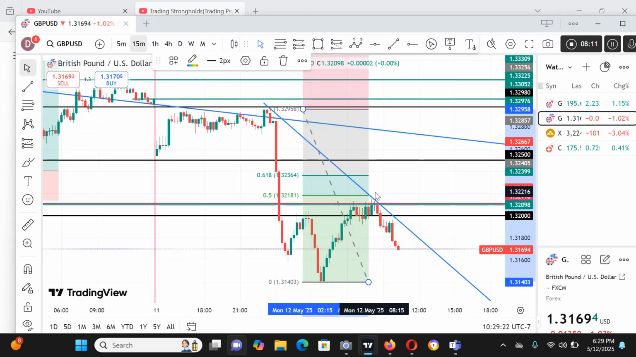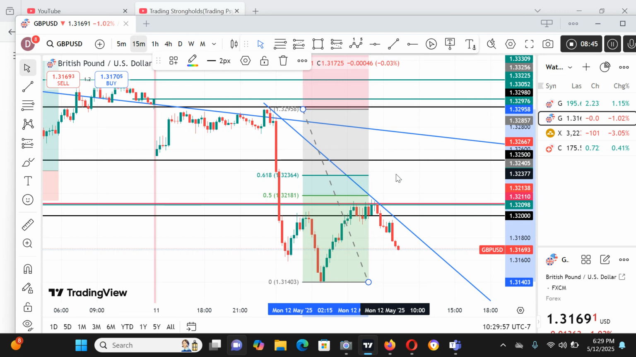We use this alongside other confluences, and one of the confluences I'm using here is a trend line. I'm also using what we call psychological level as one of the confluences. You can see the psychological level here. So if you use trend line, psychological level, and the Fibonacci retracement tool, you should be able to get accurate results.